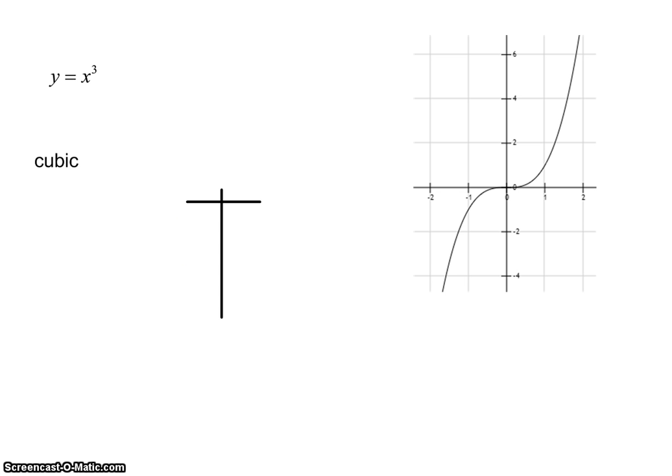x cubed, that's our cubic function. Okay, our values that we use there is when I plug in -2, I'm going to take negative times negative times negative to get that -2 times 2 times 2 to get -8. Okay, so remember that. So there's our table.